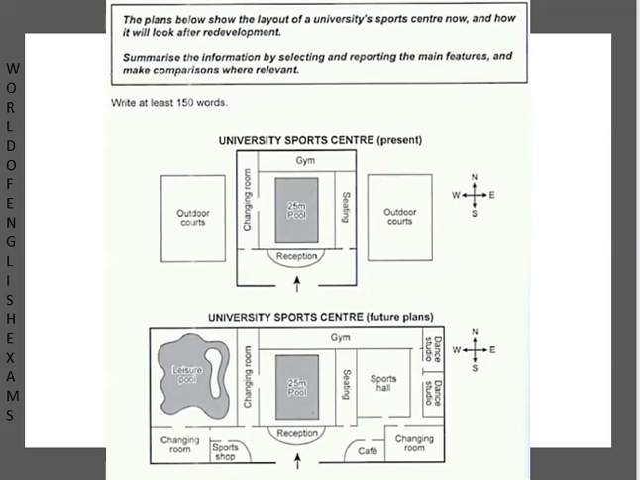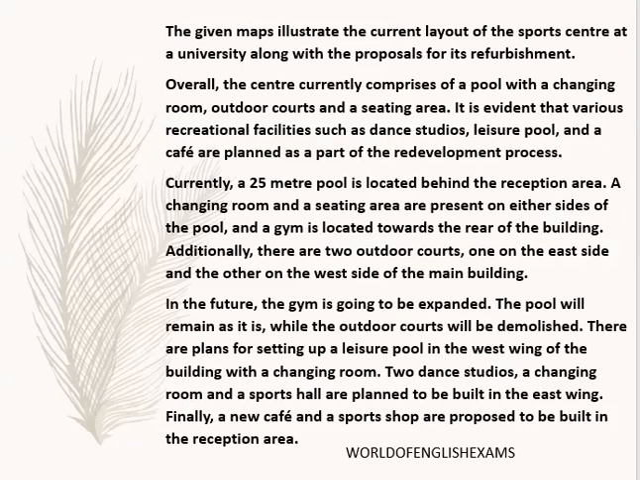Fine. So by now I hope everyone has understood how to write a report based on a map if it is seen like this, and now if I write everything together, this is how the report would look like. So the first paragraph corresponds to the introduction, the second paragraph is the overview, and the last two paragraphs are the body. So now let's quickly read it. The given maps illustrate the current layout of a sports center at a university along with the proposals for its refurbishment. Overall, the center currently comprises of a pool with a changing room, outdoor courts and a seating area.